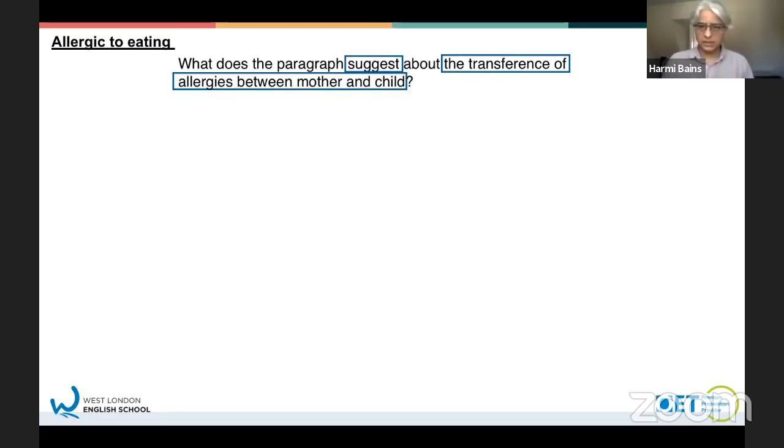This is really what you need to do as well with the reading paper. You've got to be clear on the question. You need to make sure you understand what they are asking of you, because if you don't, you're going to get confused with the answer options. And that's what they do, not just with OET, but with IELTS, and even in the Cambridge exams, they'll often confuse you with the answer options. So you've got to focus on the transfer of allergies between mother and child. That's really what you're looking for here.